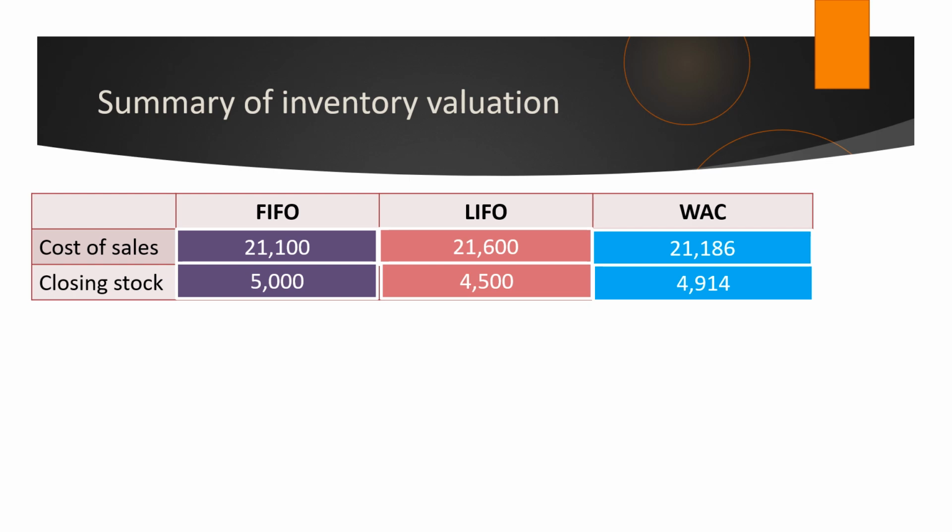In LIFO, we are going to issue the current prices or the current quantities first. Then what will happen? In the balance, we are having the prices with the lowest value. Therefore, the closing stock figure is lesser compared to the FIFO method.